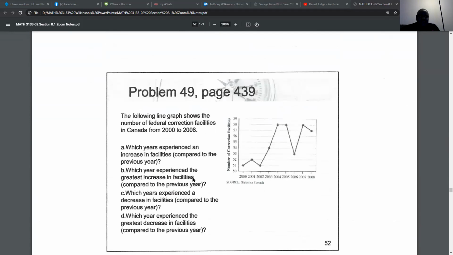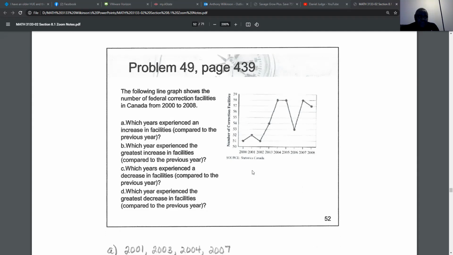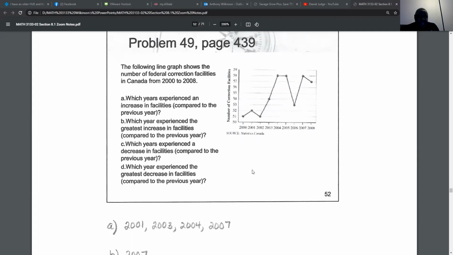Now, let's take a look at problem number 49 on page 439. The following line graph shows the number of federal correction facilities in Canada from 2000 to 2008. In part A, we want to find out which years experienced an increase in facilities compared to the previous year. Take a look here. In 2001, right here, there was an increase compared to 2000.